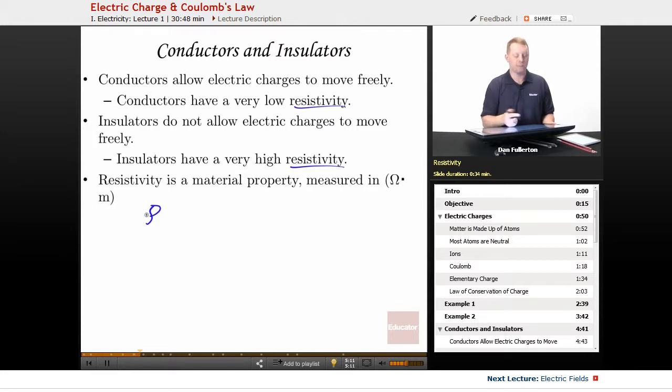Materials that have a high resistivity, things like glass, plastic, my flannel blanket at home, all good insulators, all have a very high resistivity. Materials with a very low resistivity are good conductors. Things like gold, silver, most of the metals, typically very good conductors.